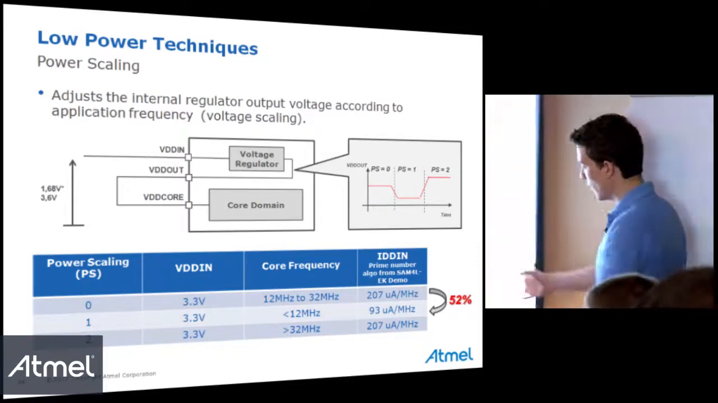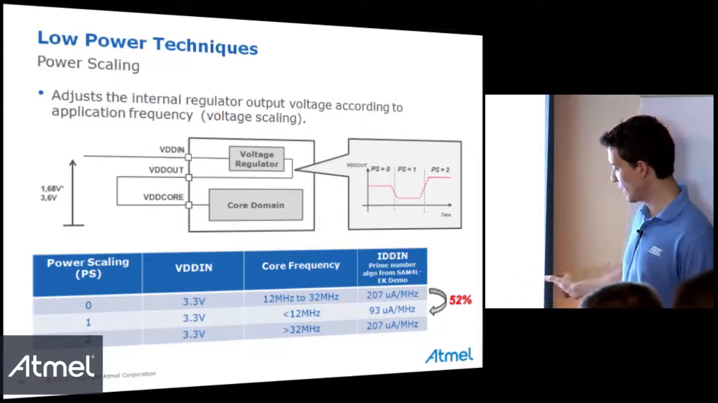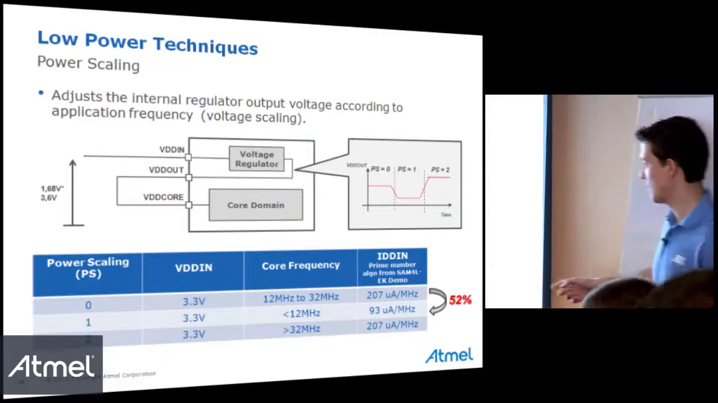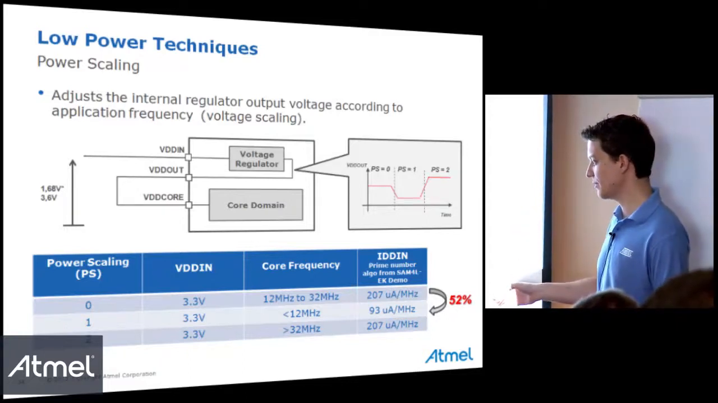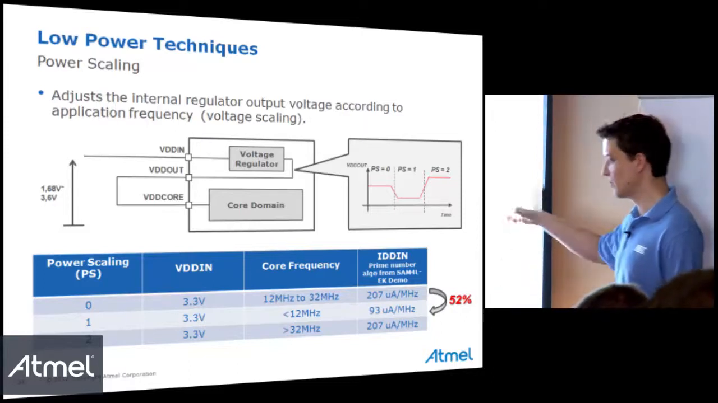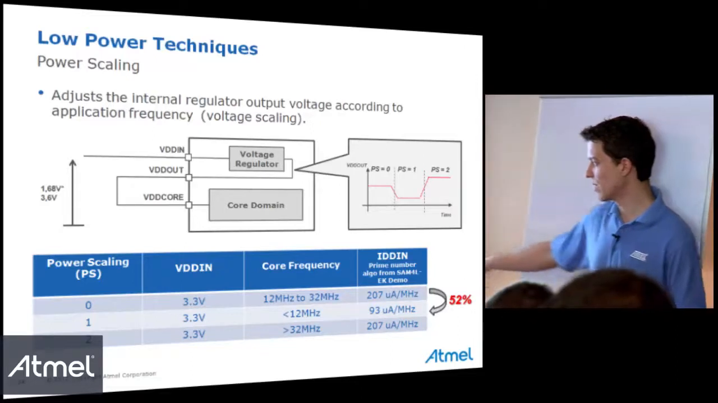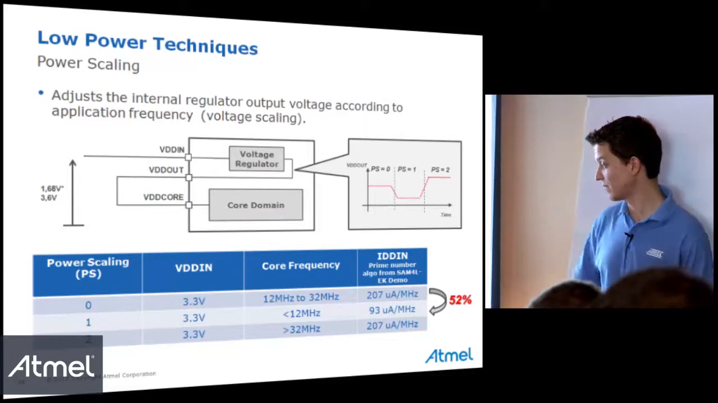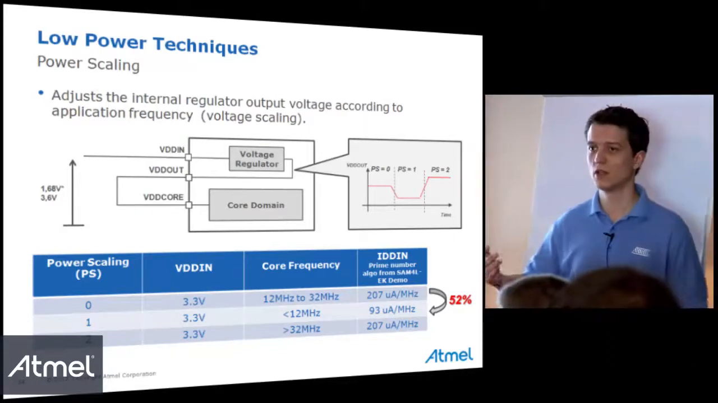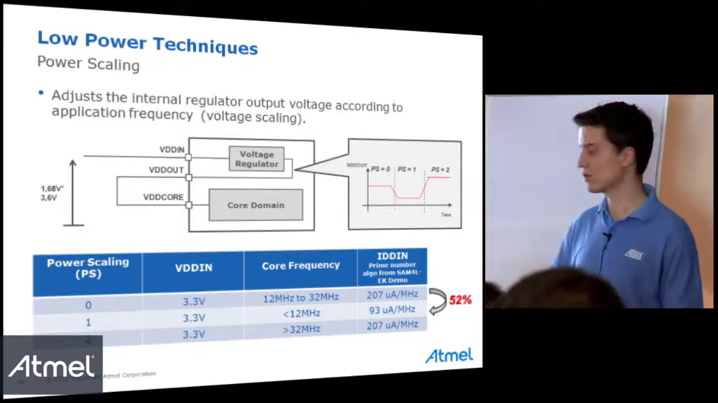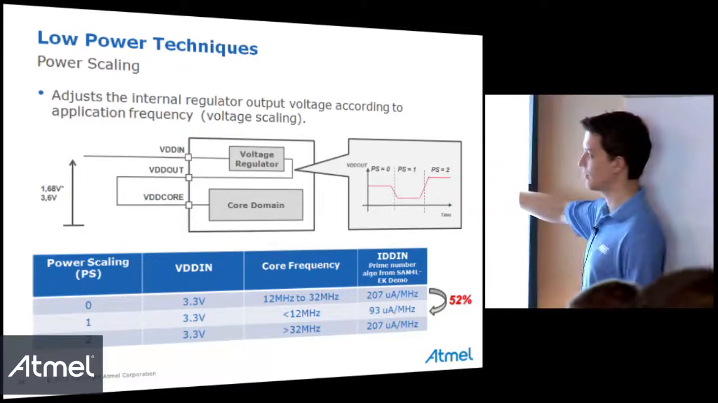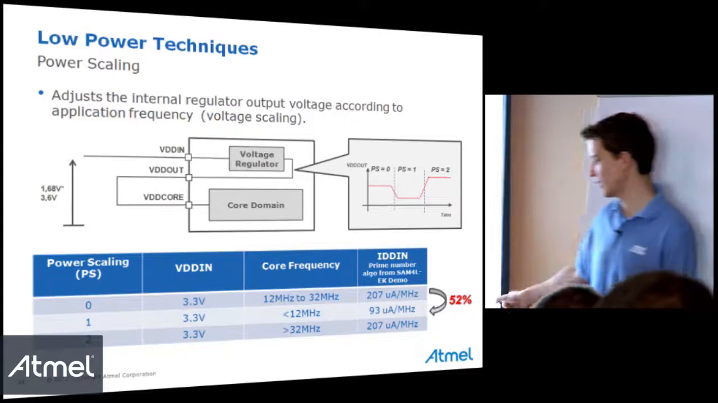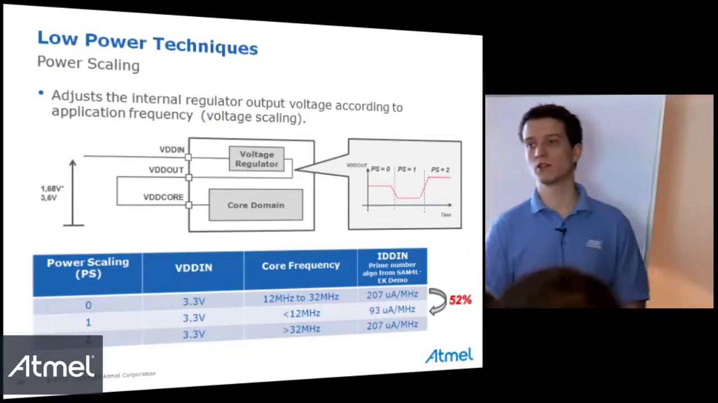So just to give you a short picture of the gain in power consumption that we have when we switch from power scaling 0 to 1, at 12 megahertz, running a prime number algorithm: when we are in power scaling 0, we have 207 microamps per megahertz. If we switch from power scaling 0 to power scaling 1, and reduce the output voltage of the regulator, we go down to 93 microamps per megahertz. So we have a gain of 52% in power consumption.